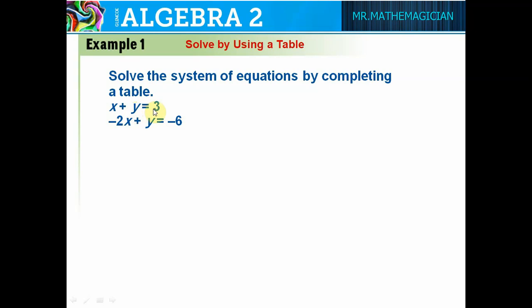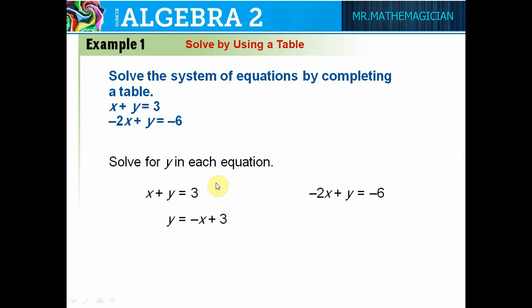x plus y equals 3, negative 2x plus y equals negative 6. So the first step is to solve for y in each equation. Means get y alone on the left-hand side. So the first equation will be y equals negative x plus 3. And the second equation will be y equals 2x minus 6.